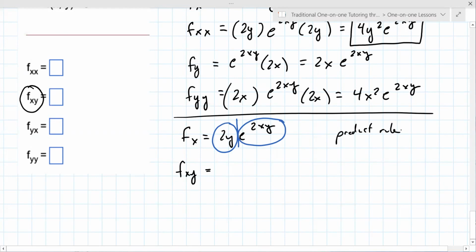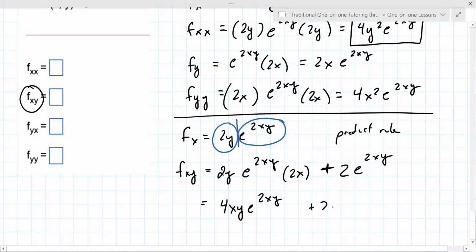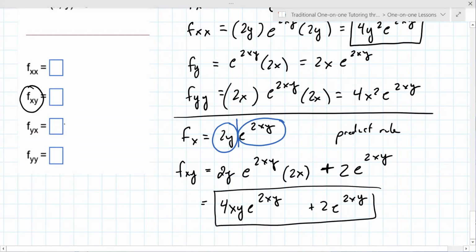So it's product rule here. That'd be 2y, and then that's just e to the 2xy. Plus, you take the derivative of this with respect to y, so it's 2x, the derivative of that's 2, and then you keep the second. So we got 4xy e to the 2xy plus 2e to the 2xy. And your fyx is exactly the same.